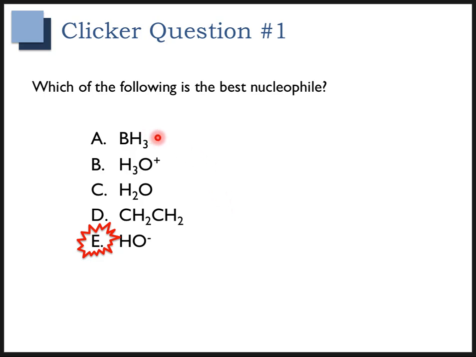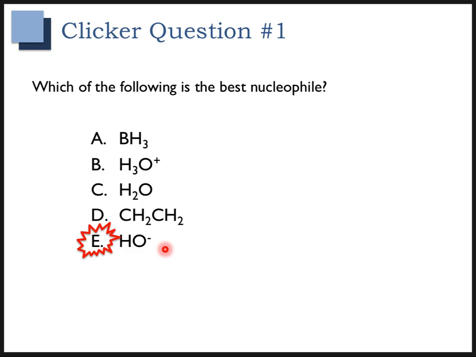BH3 is not going to have electrons. Boron only has 3 bonds, so it's going to have an empty orbital. H3O plus is positively charged, so not the best nucleophile. Water can be a nucleophile, as can this alkene here, D, but the better nucleophile is going to be the one with a negative charge.